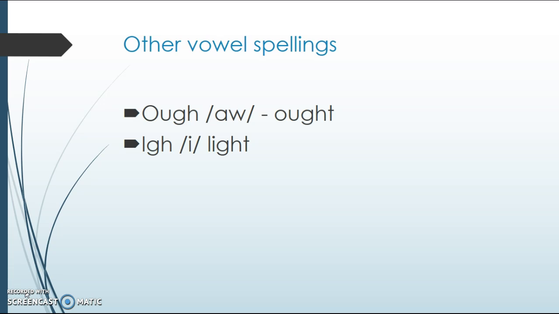And then we get into those other vowel spellings that we see pretty frequently in upper level texts, but really don't fit with any of the previous rules, such as the aw sound in ought, which is spelled O-U-G-H, or the long I sound, which is spelled with I-G-H as in light or fight.